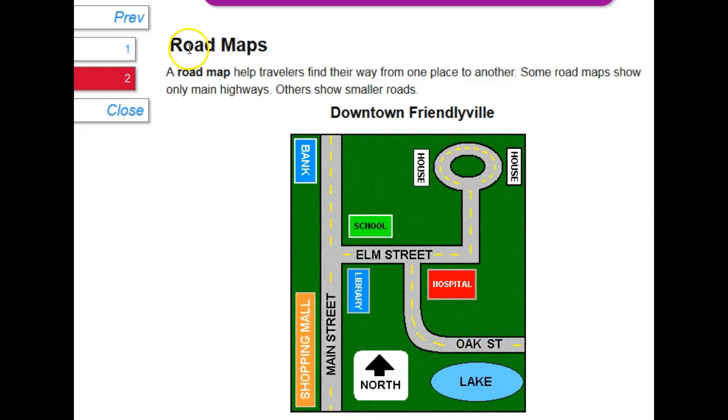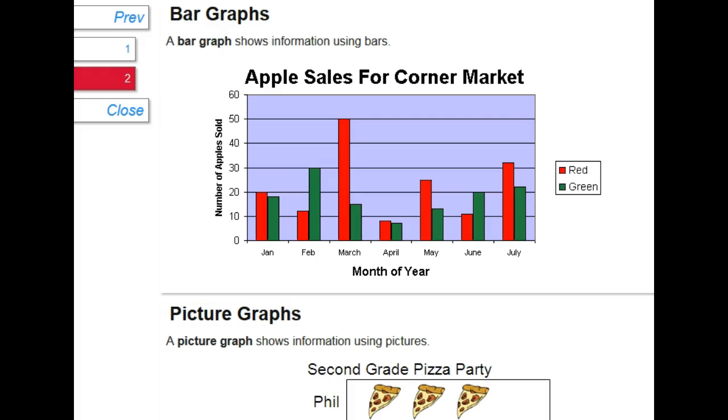A road map helps travelers find their way from one place to another. Some road maps show only main highways. Others show smaller roads. A bar graph shows information using bars. This one shows apple sales for Corner Market. The months are along the bottom, and the number of apples sold are along the side.